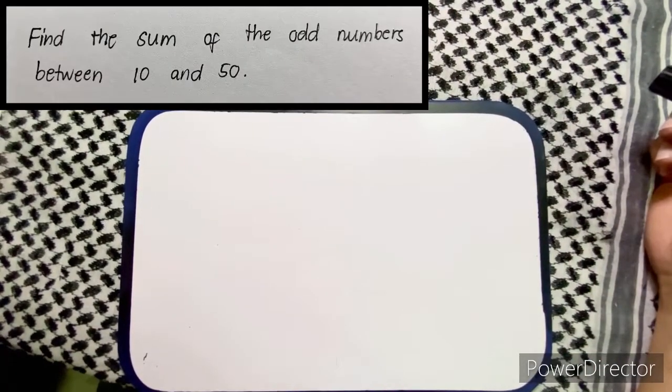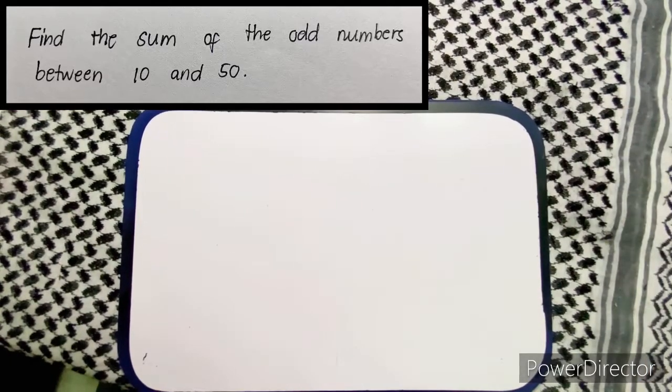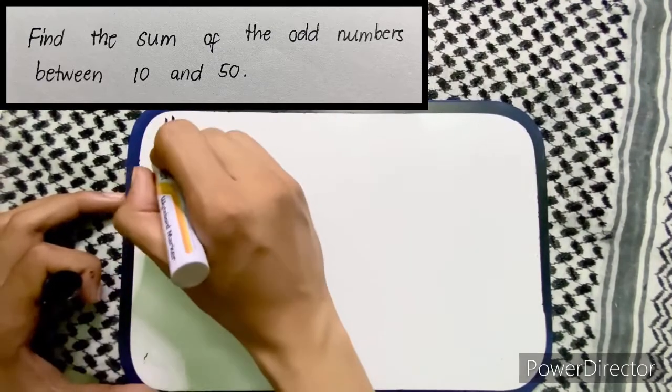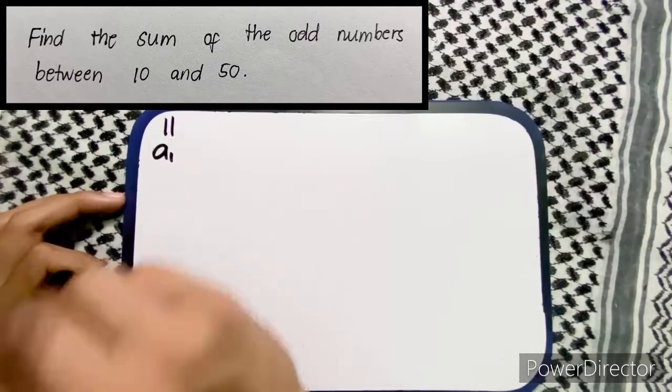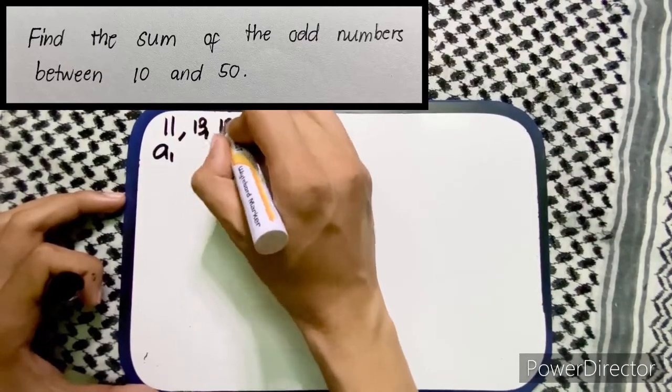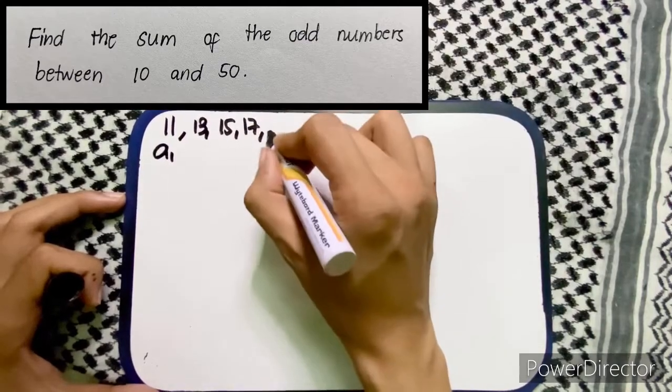Okay, find the sum of the odd numbers between 10 and 50. If we say between 10 and 50, 10 and 50 are not included. And since we talk about odd numbers, we need to find the odd numbers between 10 and 50. So we will start from 11, right? So 11 is our a sub 1. Next to 11 is 13, 15, 17.